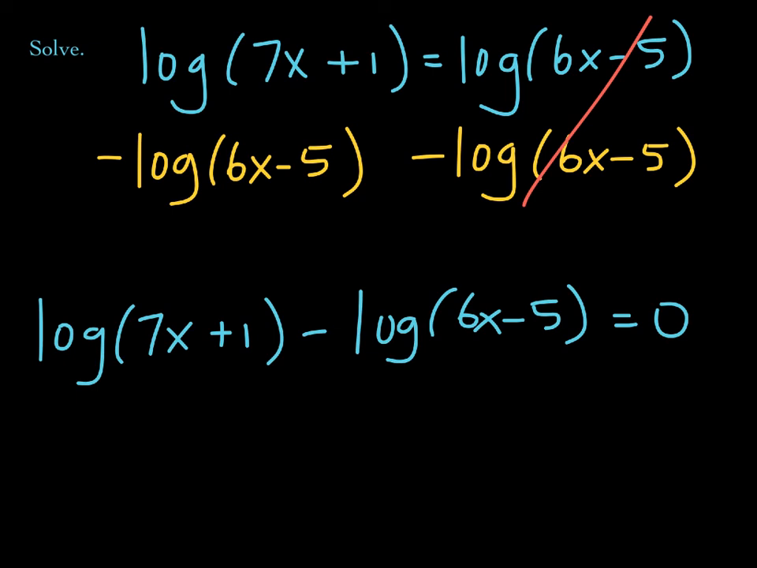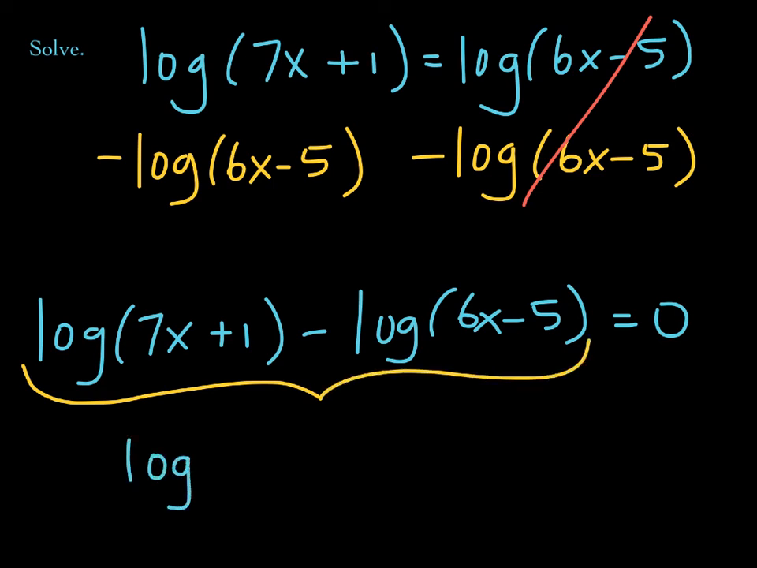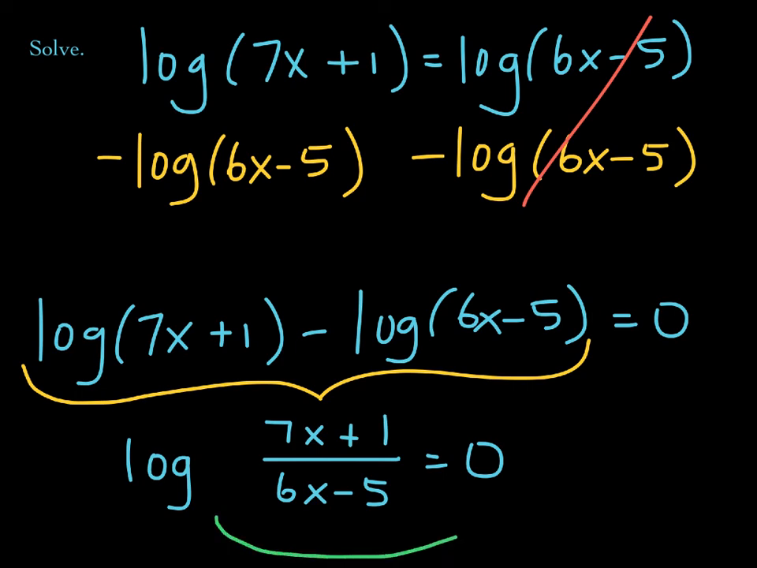Now that you have two logs on the same side, just follow the strategy that we wrote down a minute ago. Here we're going to use the quotient rule, because it's a difference of logs, to write it as a single logarithm, okay? The quotient rule for logarithms will say this is equal to log of 7x plus 1 over 6x minus 5 is equal to 0. And now that you only have a single log, we can rewrite this as its related exponential equation. The base is 10, so it'll be 10 to the 0th power is equal to this argument.